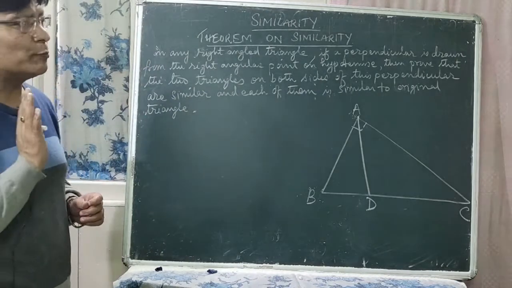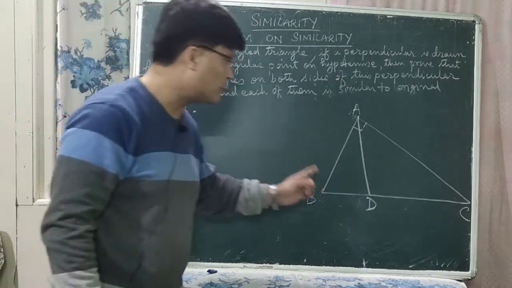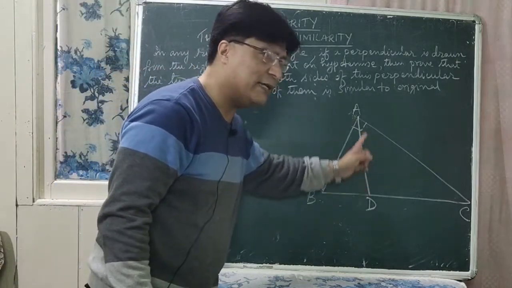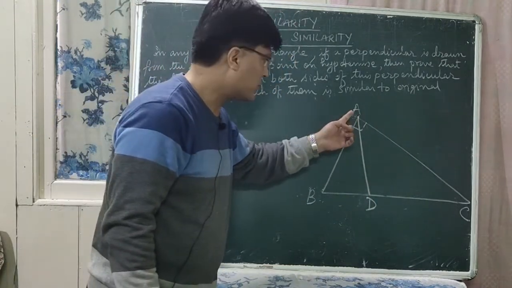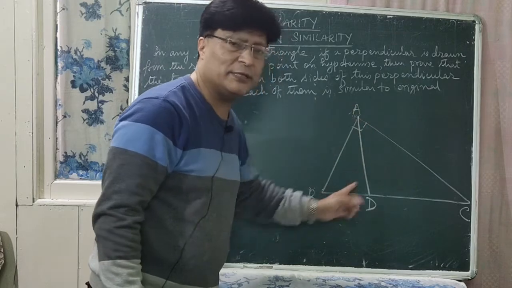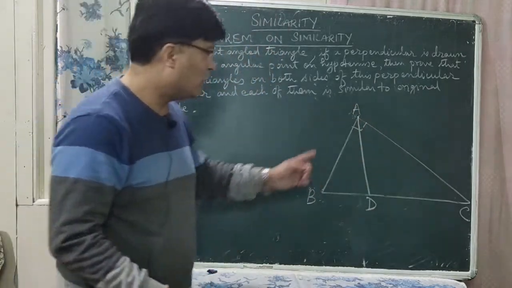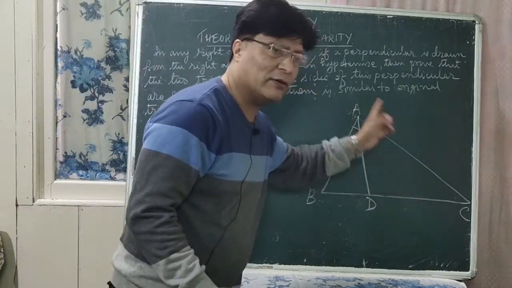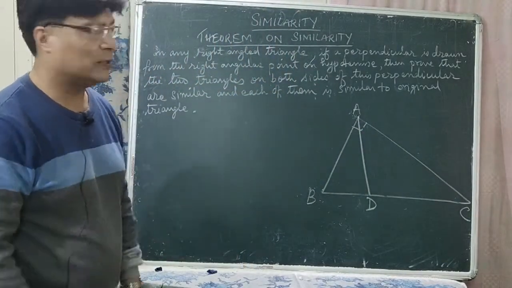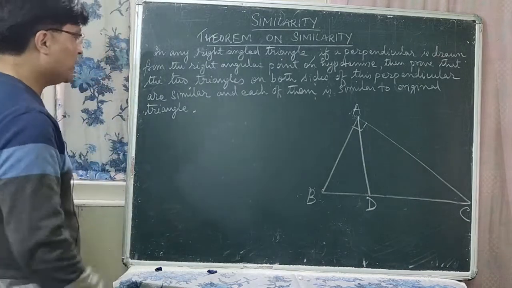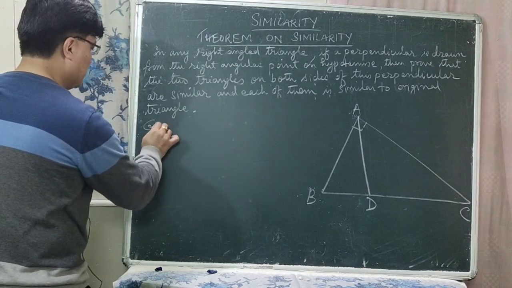That means you have to prove three parts here. You have to prove that triangle ABD and triangle ACD are similar. The next, triangle ABD and the original triangle ABC are similar. And then you have to prove that triangle ADC and original triangle ABC are similar. So I think you have understood it. So let us prove it. Let us write down the given here.